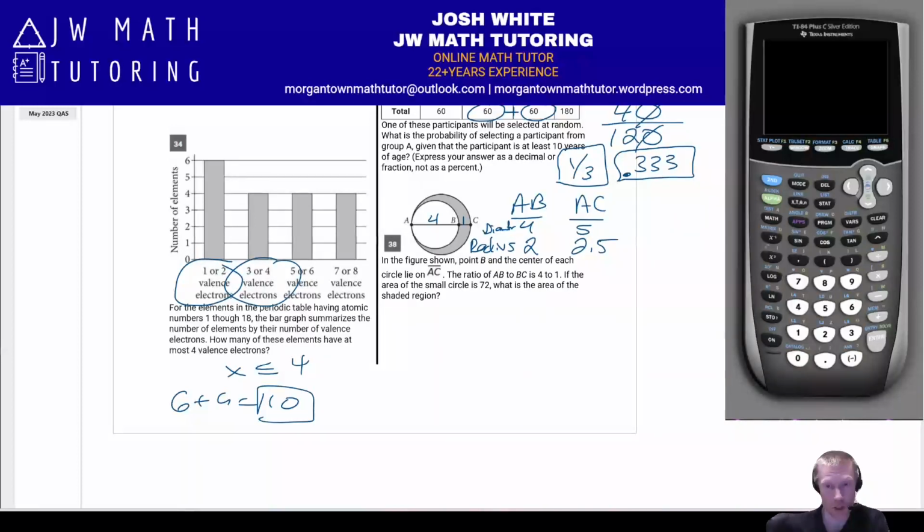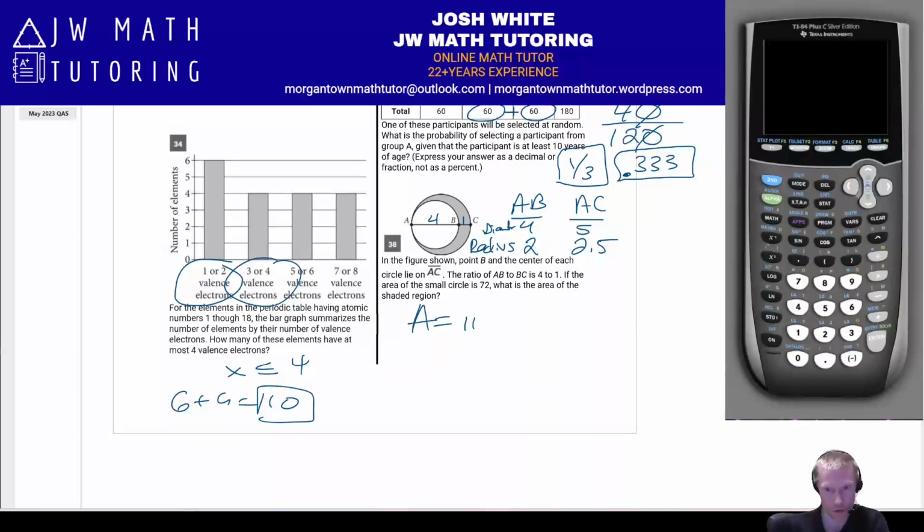Because basically what we're going to do is we have the area of the small circle. We're going to use that value and the ratio of the radii to figure out the area of the large circle. Then we're going to subtract the two, and that'll give you the shaded area that they're asking for in the problem.